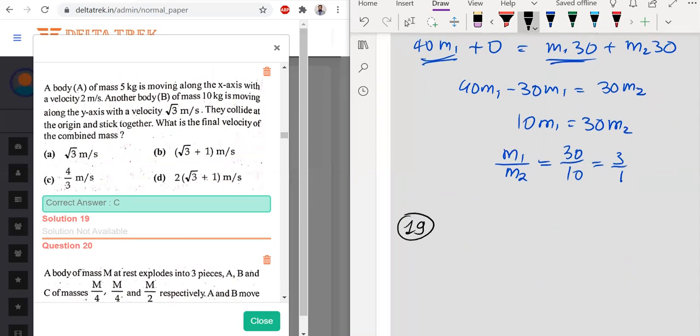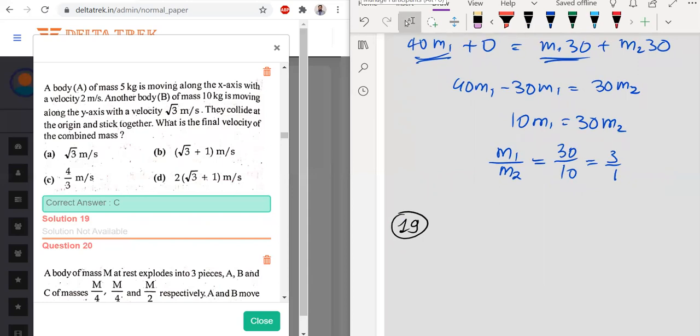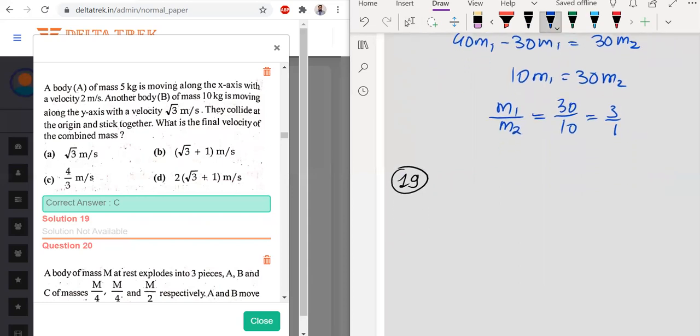Now, a body A of mass 5 kg is moving along x-axis. So this is 5 kg, it is moving along x-axis with the speed of 2 meter per second. Done. Another body B is moving in y direction. So this B is the 10 kg one, and it is moving in y direction. With what speed? √3 speed.